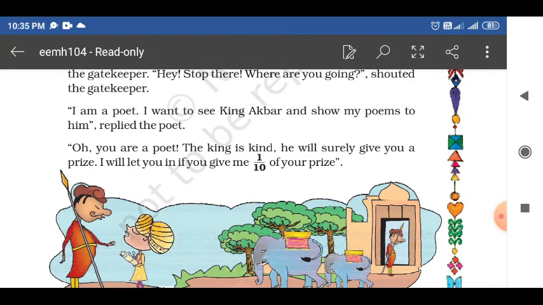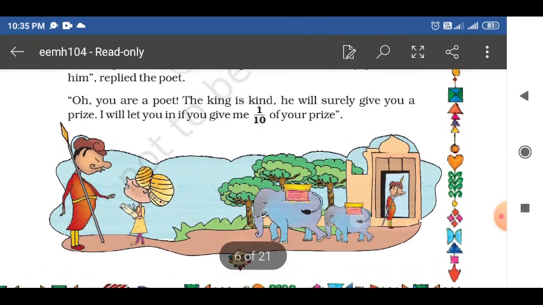The poet is Birbal. He says, "I am a poet. I have so many poems. I have to show those poems to King Akbar." The gatekeeper said, "Oh, you are a poet. The king is kind. He will surely give you a prize. I will let you in if you give me one tenth of your prize."